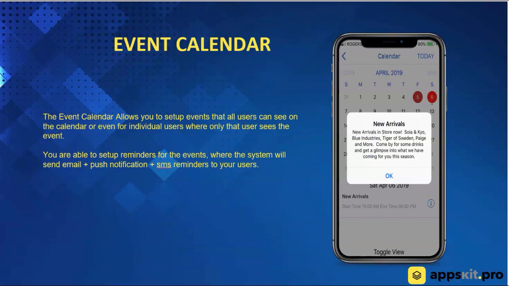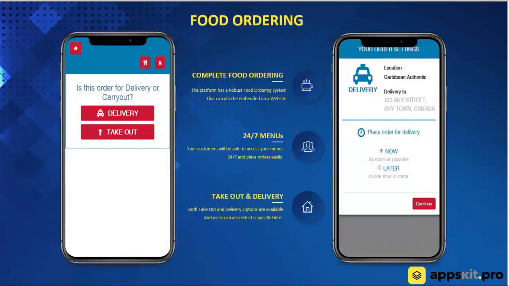Moving right along, we have an event calendar. Basically, you're able to set up events, different types of promotions or things that are happening with your business, and they're all available in a calendar format. You're able to set up reminders, so people are getting reminders by email, push notification, or text message right through the system. We have a fantastic food ordering system. It's standalone. It's built into the app, and as well as you're able to provide it to your customers if they need to put it on their website. So the same system could be on our website as well as inside the app.